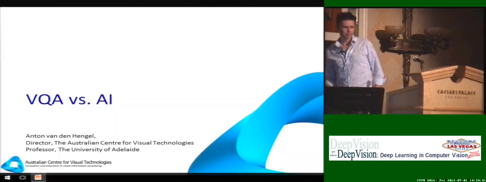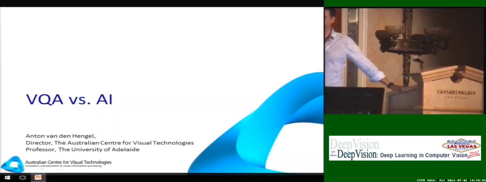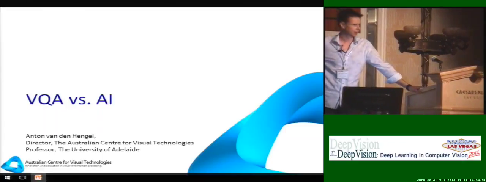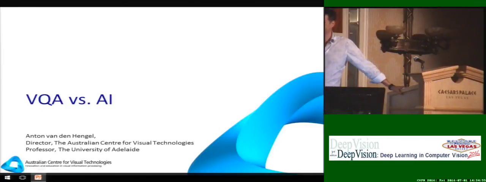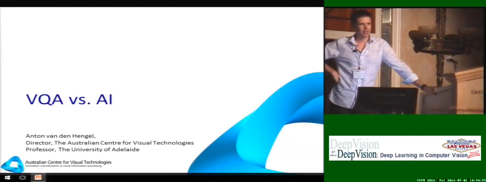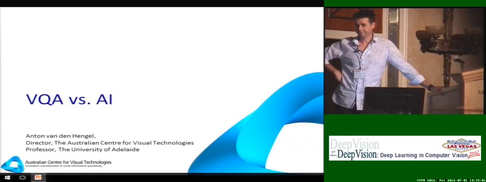So yeah, I'm Anton van den Hengel. I run the Australian Centre for Visual Technologies. We are 60-something people in Adelaide in South Australia. We have 15 papers here, I think, this year. But the two that I'm most interested in are both in visual question answering.